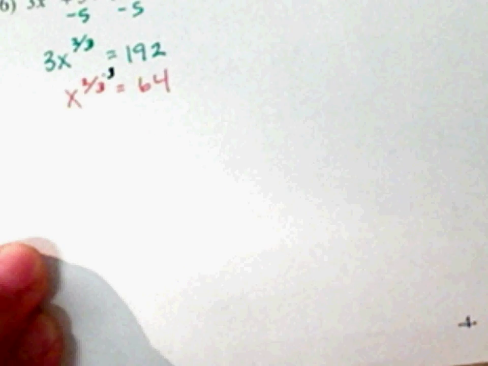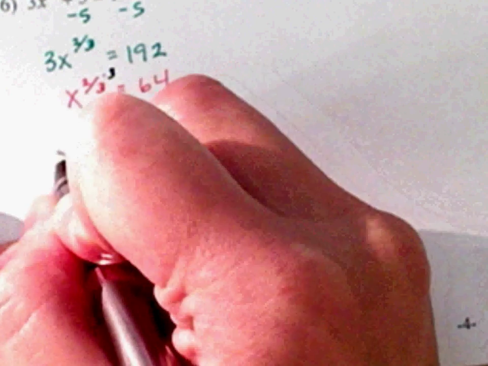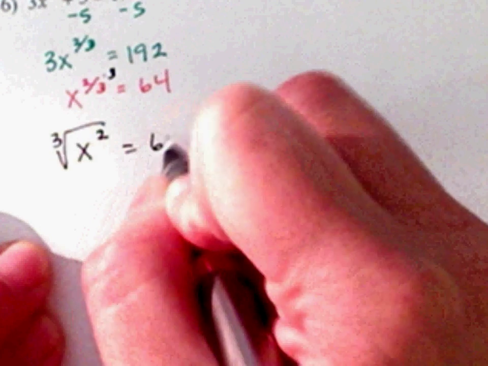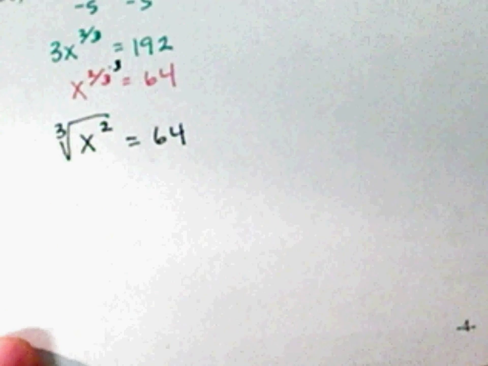Okay? You could rewrite this as x squared with a cube root of 3 is equal to 64. Do you see that right there? This one, I'm going to do it a little differently, because I don't want to deal with big numbers.